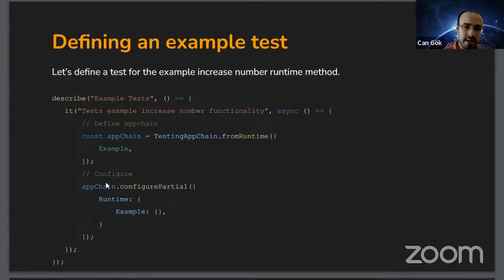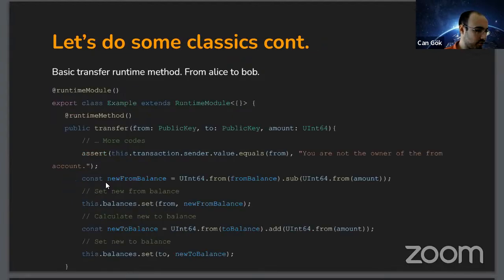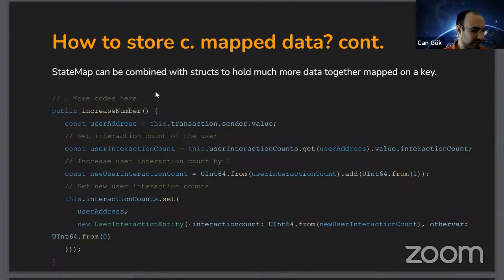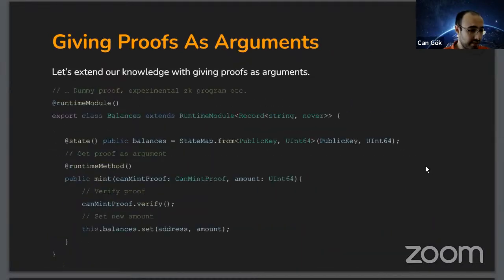As you remember, we were storing the user's interaction count by storing complex map data in here. Let me just show it to you. We have this functionality. Remember, we were saving this user interaction entity. So basically, we were increasing the user interaction count by 1. Let's try to test this functionality. So how can we test it?